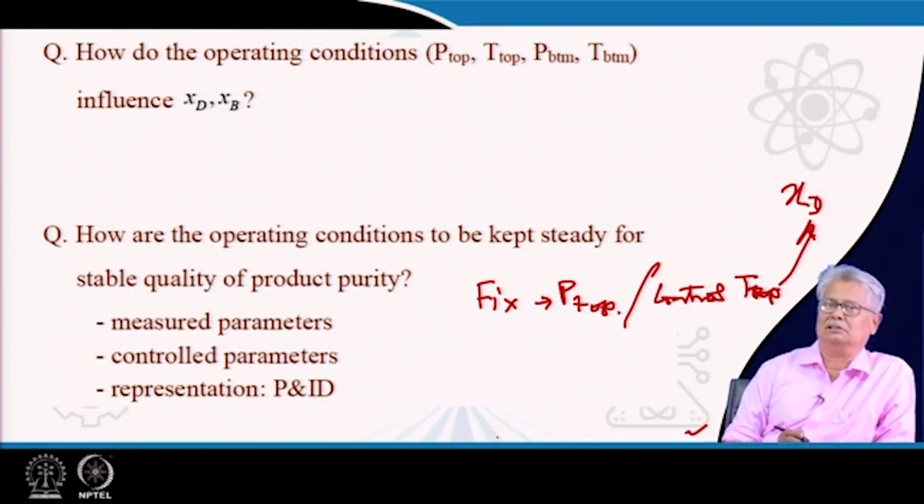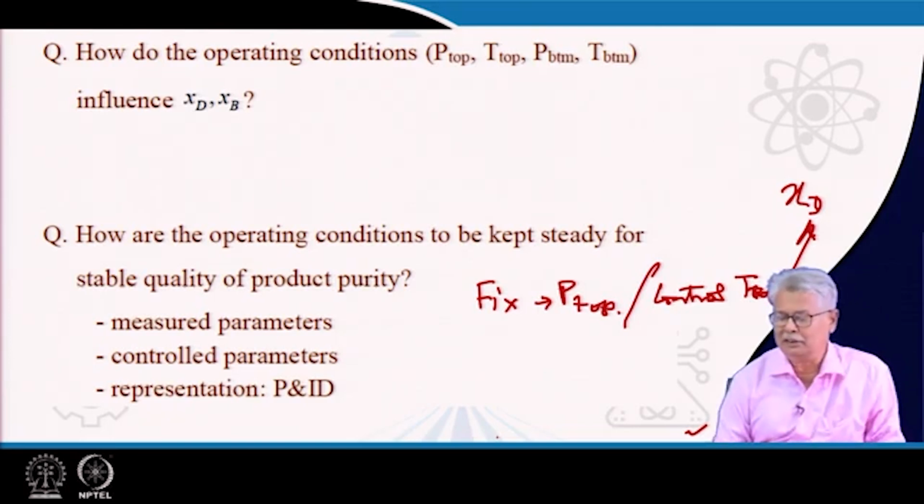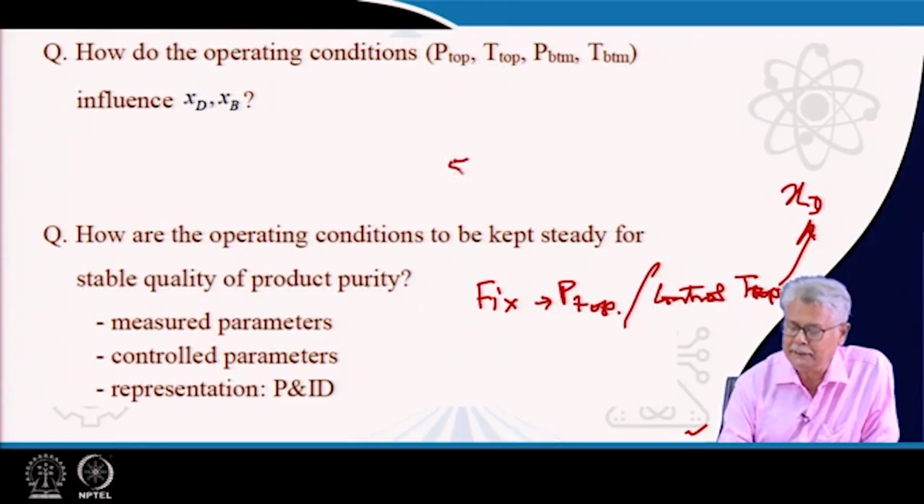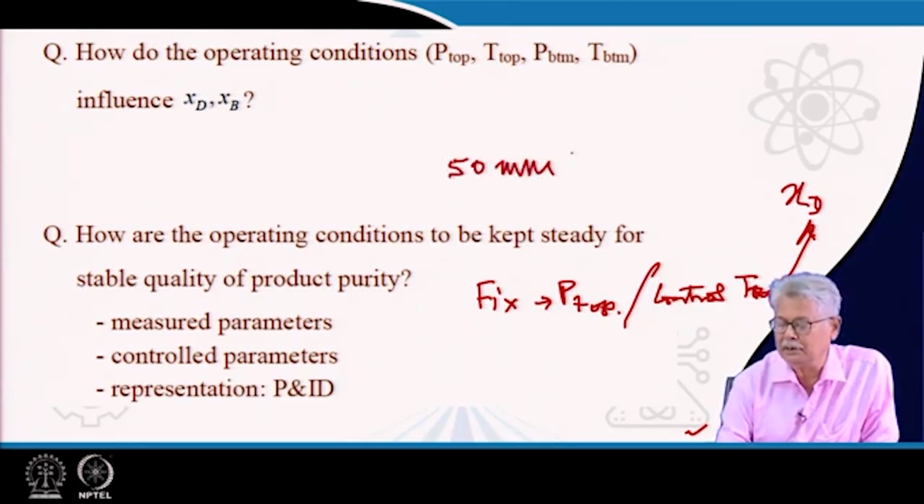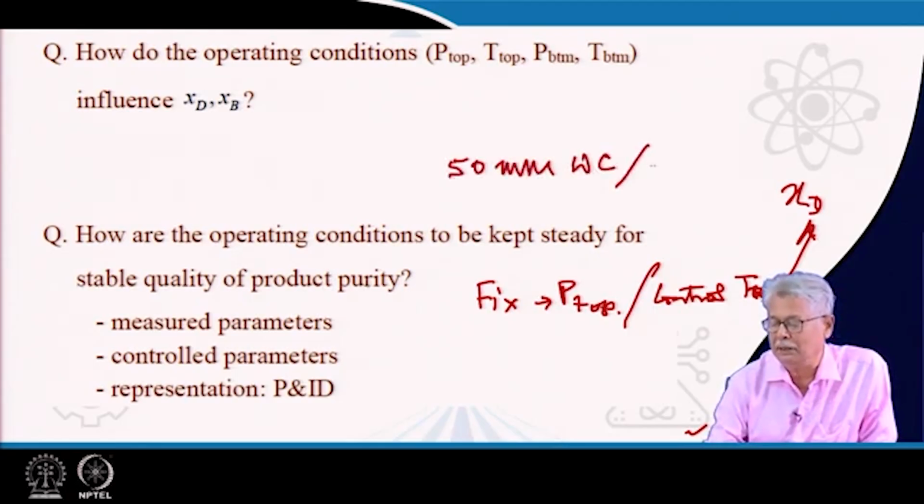The reason is simple. The column top pressure has to be lower than the column bottom pressure, because the vapor generated by the reboiler, ultimately it has to pass through the trays. Across each tray there will be a pressure drop, and these trays typically will have roughly around 50 millimeter of liquid on it. Including other additional pressure drops, the pressure drop per tray normally amounts to roughly 50 millimeter water column per tray.